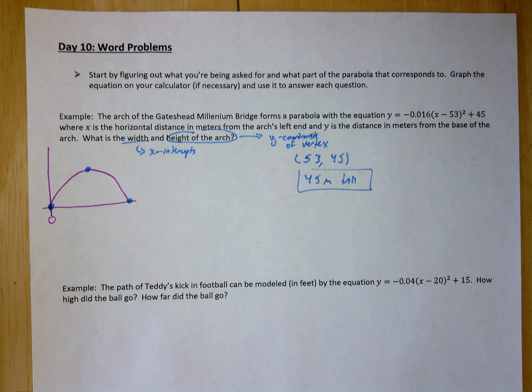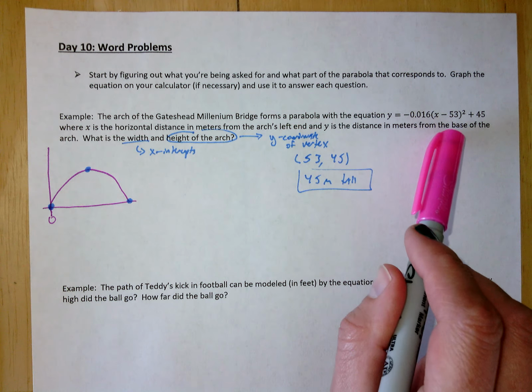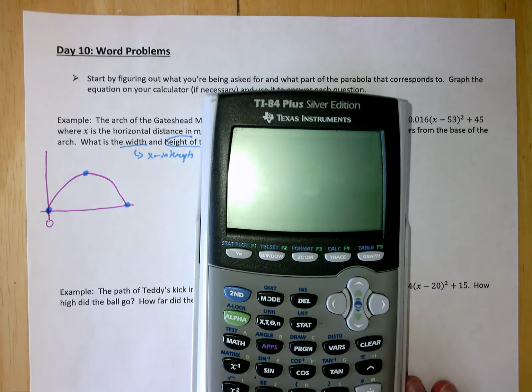Okay, so like I said, only go for the graph if you need it. I don't yet know, or we haven't looked at how to find the x-intercept just from this equation. So this is where we're going to need our graph. So I'm going to grab my calculator.